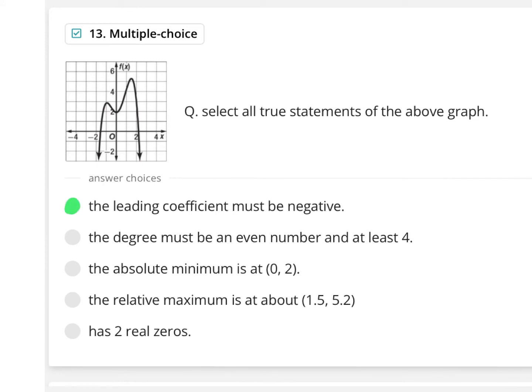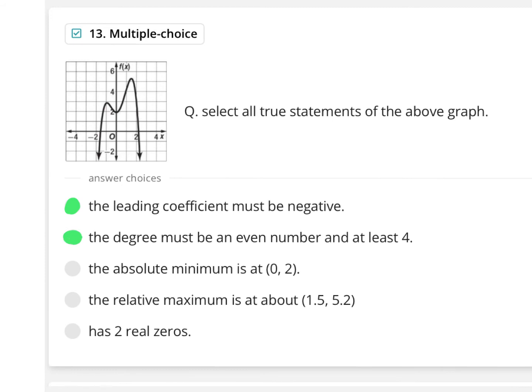The degree must be an even number and at least 4. For sure it's even because it has 2 arrows, an even amount of arrows opening down. But to determine whether it's at least 4, you gotta count the number of directions it goes in. It goes up, that's 1 direction, down, that's 2, up 3, down 4. So yes, the degree must be at least 4. So far, both of those are correct.